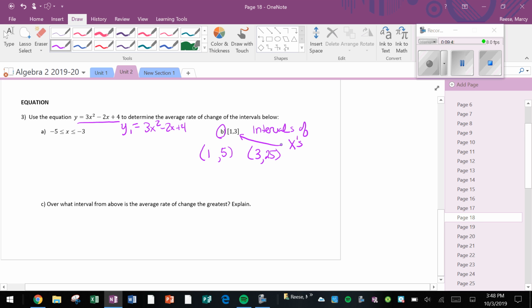And then you would do your rate of change formula. I am leaving it up to you to finish. Okay? So that's how you're going to read it if it's in the brackets. All right. For A, again, these are x's, so when x is -5, find y. When x is -3, find y, and use your rate of change formula.